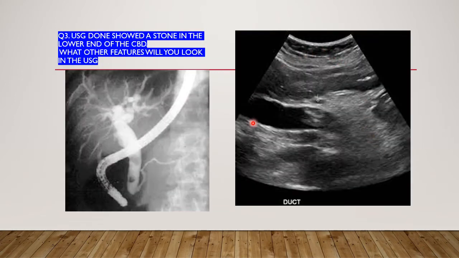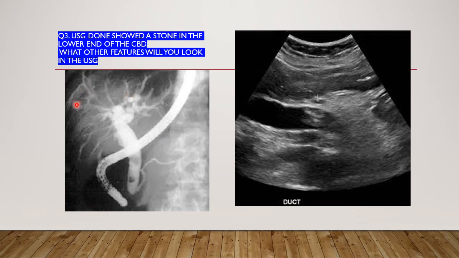Okay, this is an ultrasound of the patient with the CBD which is dilated, which is more than 6 millimeters in diameter, and the stones in the lower end of the CBD. Ultrasound can also help you to see whether there's any mass lesion in the head of the pancreas here or in the liver. So the next question is, ultrasound done showed a stone in the lower end of the CBD. What other features will you look for? The other features will be dilatation of the CBD, dilatation of the bile ducts, and also mass lesions in the liver or spleen.